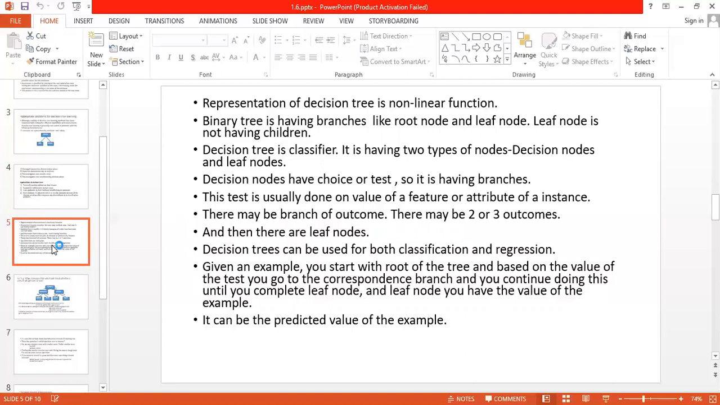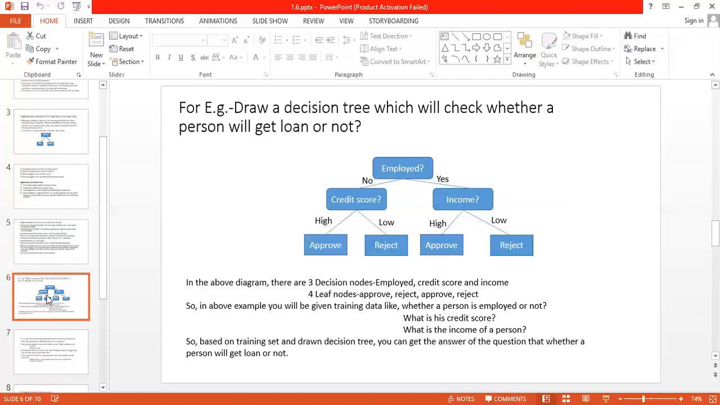And after completion of the decision tree, you will be able to find out the answer of all the questions, whatever you are providing in the training set, and the output you are getting, that is the predicted value of the example. For example, draw a decision tree which will check whether a person will get loan or not. Now see, as I said, whether the person is employed and if he is having good income or if he is having credit score.